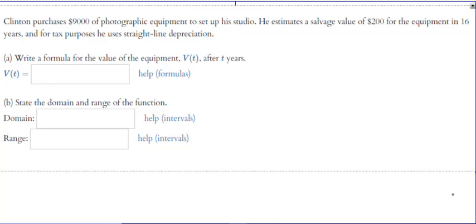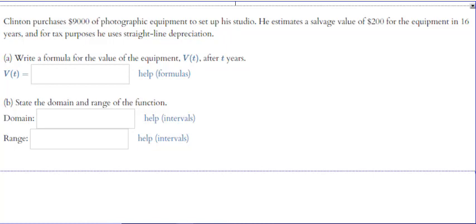On this problem, they're asking us to write an equation and basically look at it in terms of domain and range. So what we're going to do is look at it. Clinton purchases $9,000 of photographic equipment to set up his studio. He estimates a salvage value of $200 for the equipment in 16 years. For tax purposes, he used straight line depreciation.